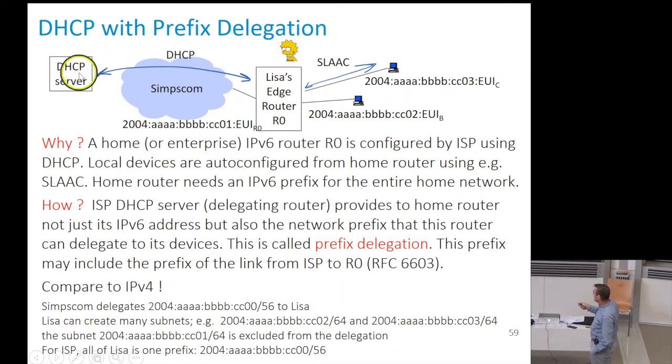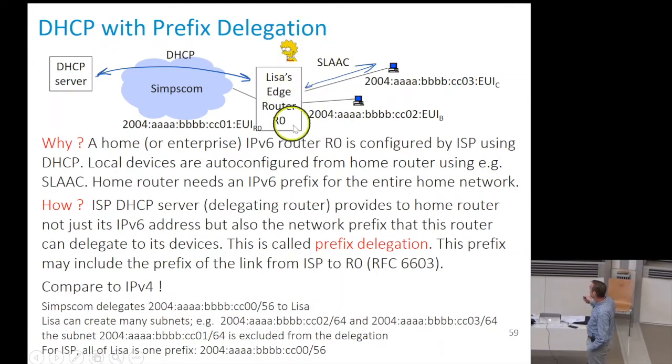This DHCP server is not used by this PC to get its IP address. It will not be used by this PC. This DHCP server is used by Lisa's edge router, which most of the time we call the ADSL modem. It is used by this modem to get its own IP address. And if it's an IPv6 system that is state-of-the-art, it will also get a prefix. It will know that it has received the prefix here, /56, this prefix.